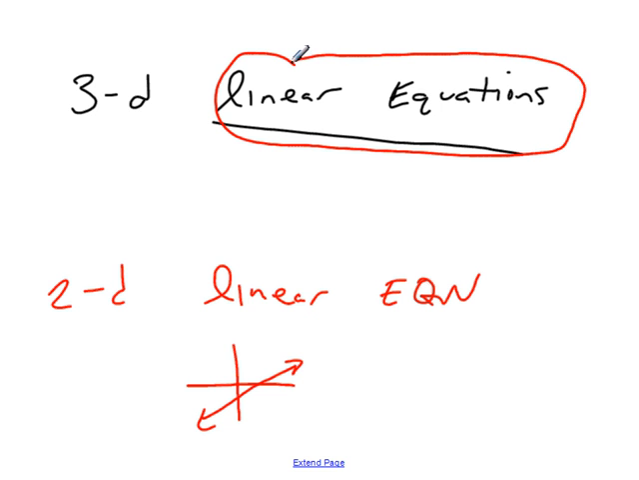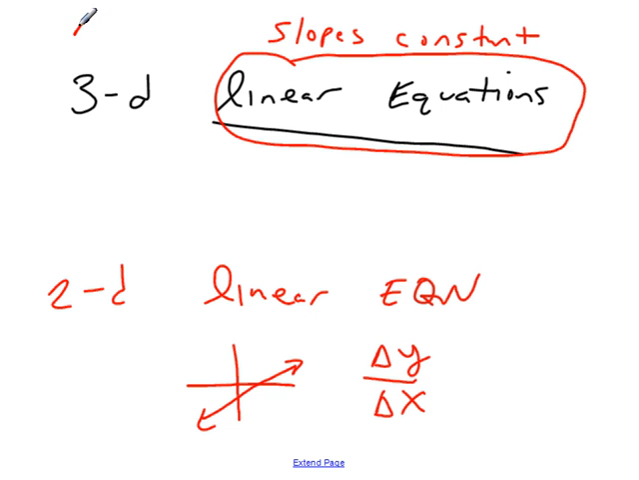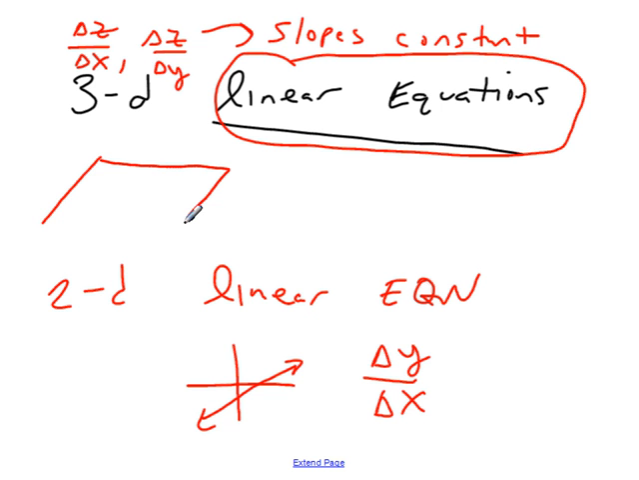Well, first of all, a linear equation means that the slopes are constant. But what slopes are we talking about? In 2 dimensions, we're talking about the change in y over change in x. In 3D, we're talking about the change in z with respect to x and the change in z with respect to y. And both of these slopes need to be constant. And when both of these slopes are constant, what we get is no longer a line, because we're in 3 dimensions. A linear equation in 3D gives us a plane.